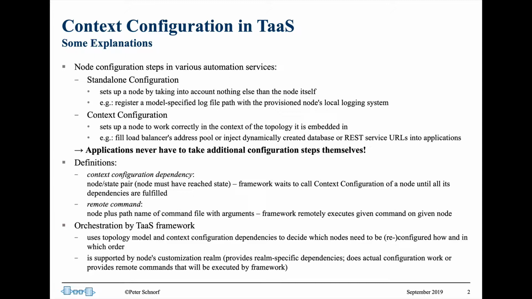In the TaaS framework, the automation services support two kinds of node configuration steps. Standalone configuration takes into account nothing else than the node itself. A typical example would be to register a model-specified log file path with the provisioned node's local logging system.